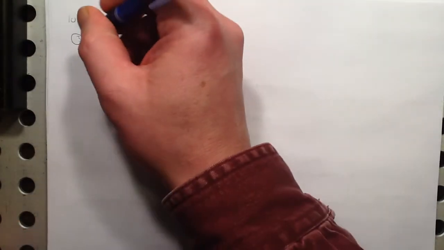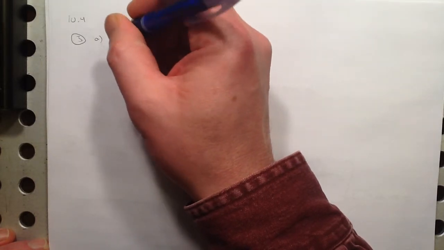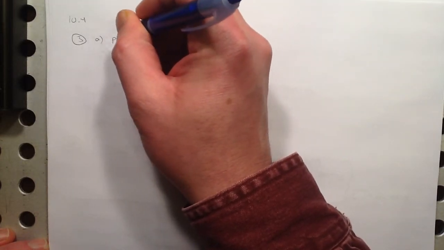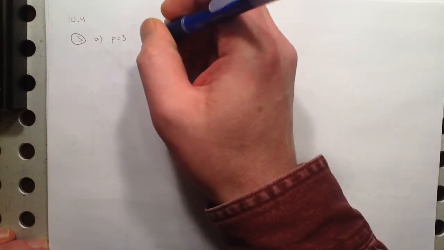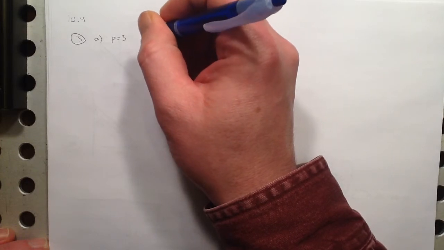Number 3, A, B, C, D. We just have 4 series here, and they're all p-series. So we just have to identify what the p is and determine whether the series converges or not. So just to make sure that we're familiar with that. In A, I'm not going to recopy the actual series. But in A, the p is 3, and if the p is greater than 1, then it converges.